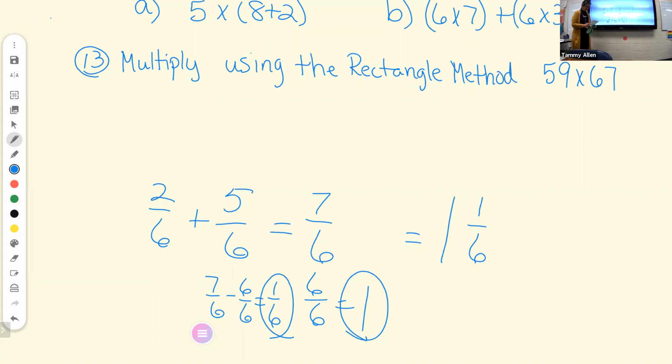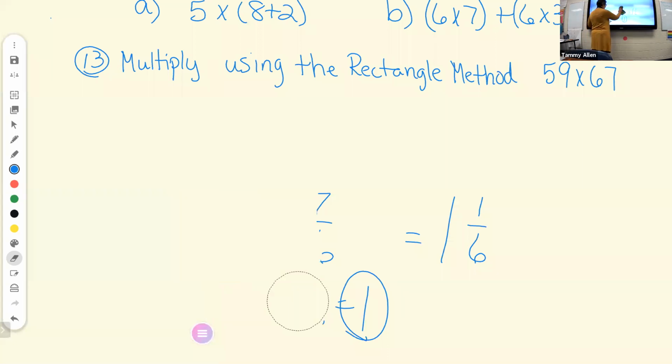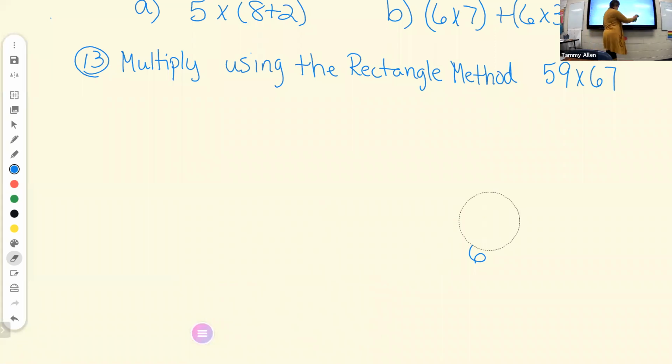Number 6. How many of you had false? It is a true statement. Number 7, the greatest common factor of 18 and 24 is 6. Number 8, 1/9 multiplied by 5/6. We can do a picture of that. We can have 1/9 of something, and then shade in 5/6 of it.